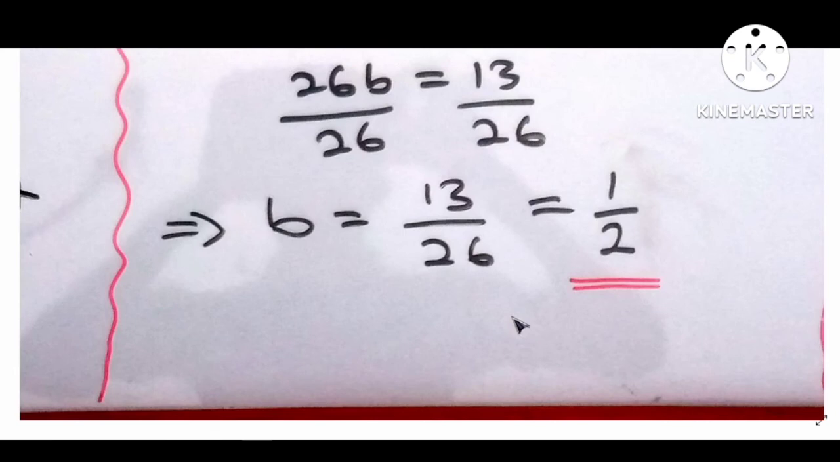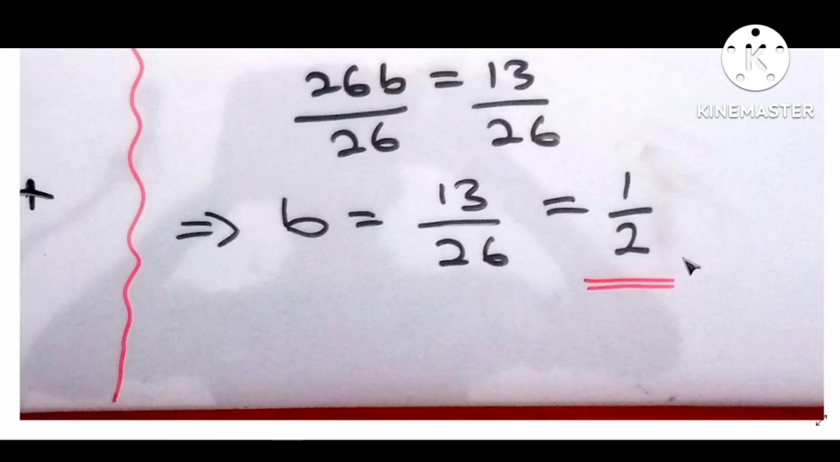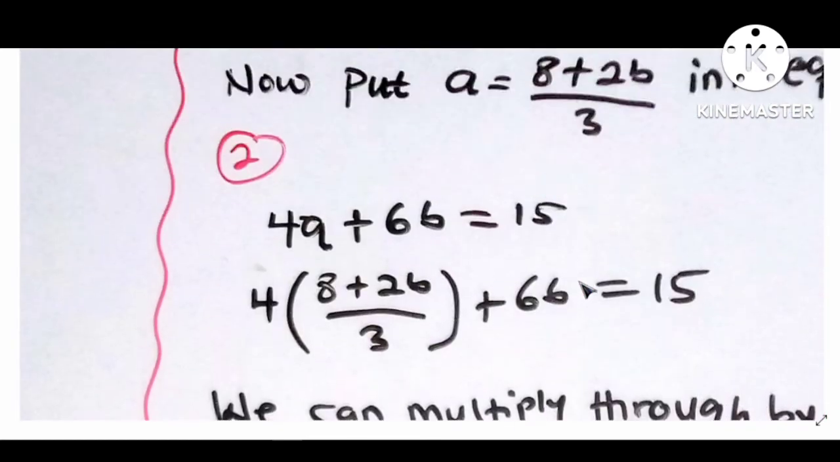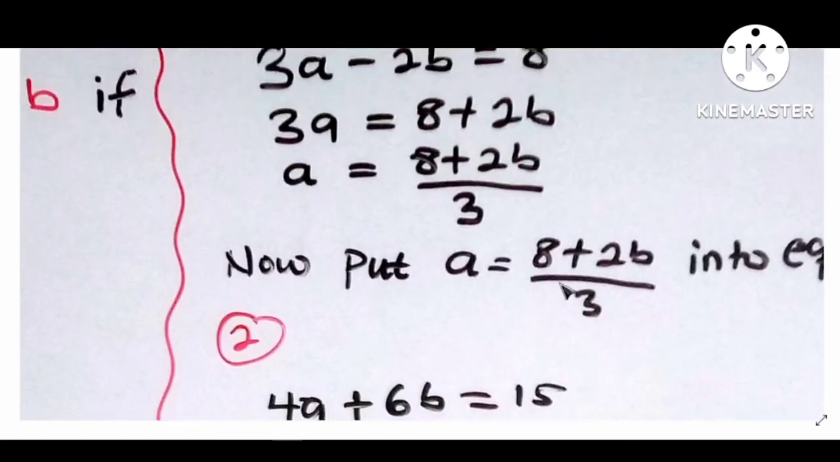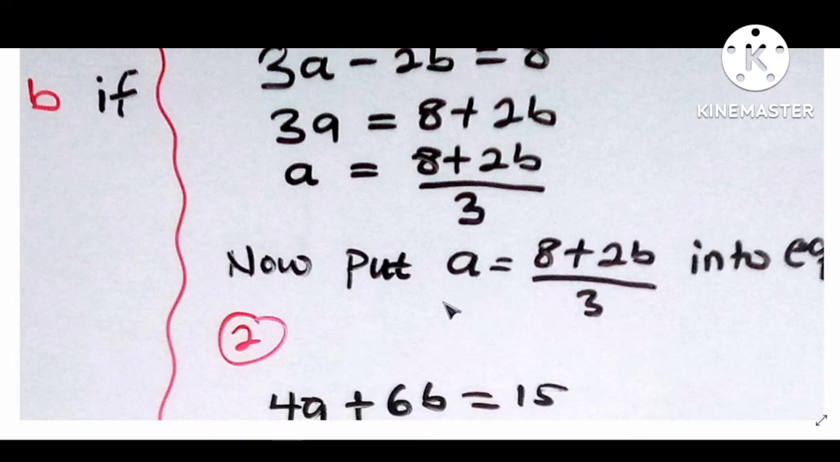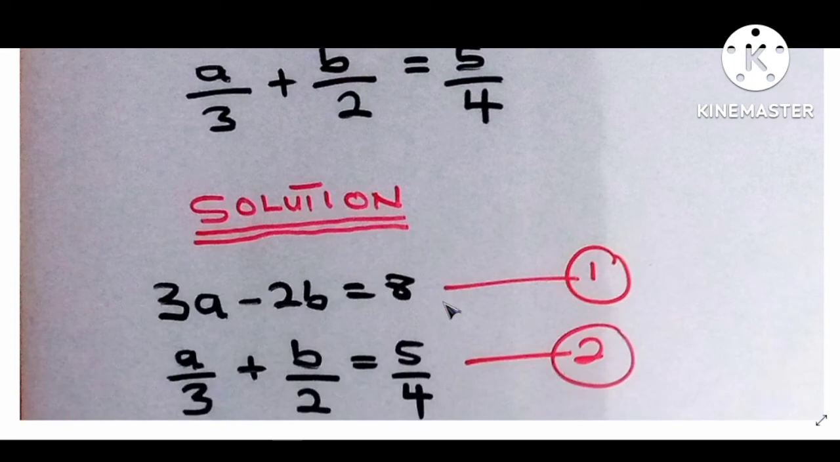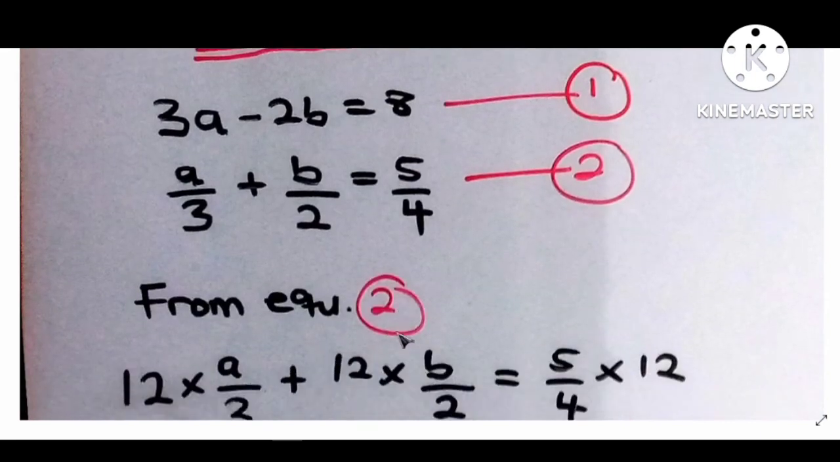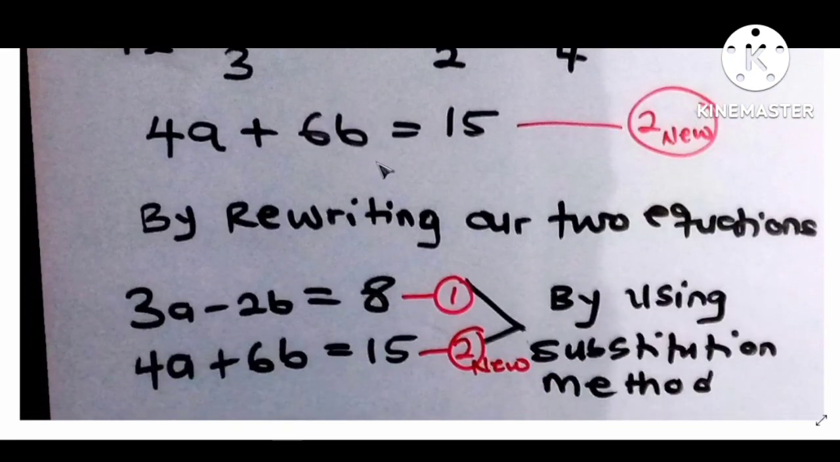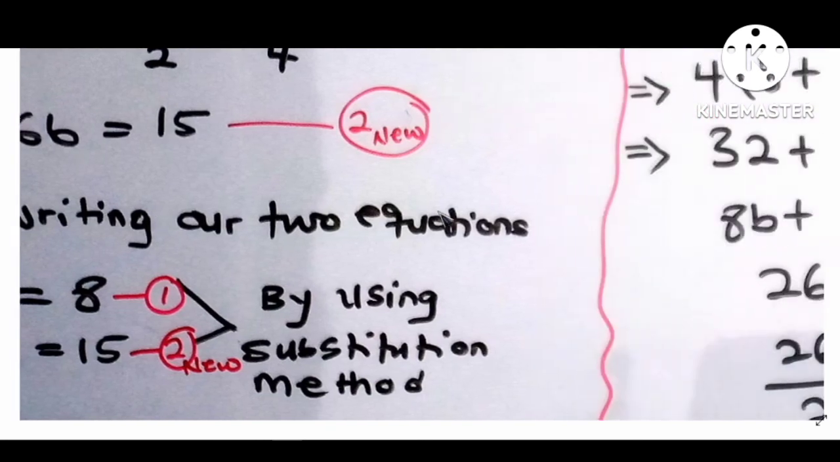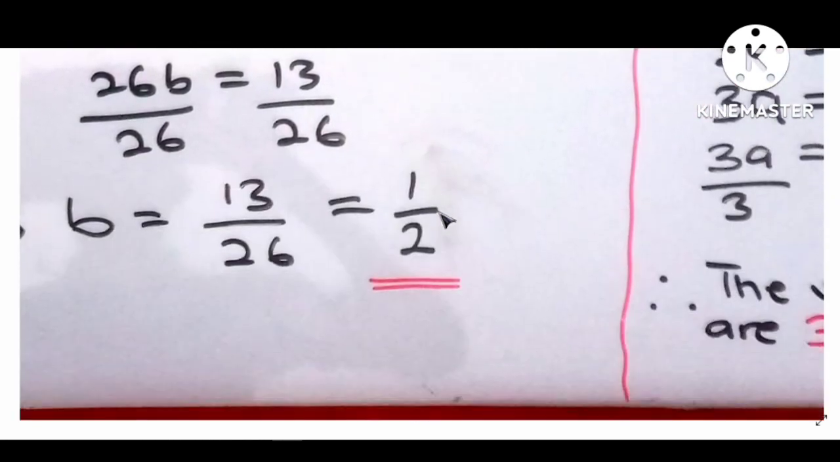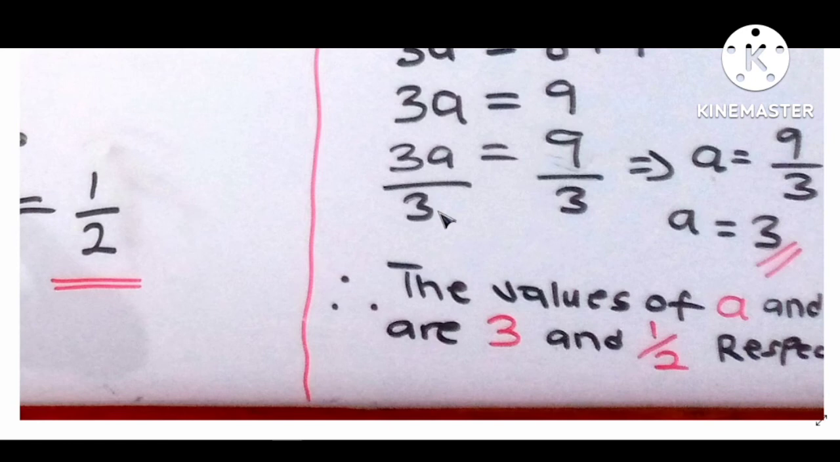So now we have a specific value for b, which is 1 over 2. So we can now substitute the b value, which is 1 over 2, into this function, the a function: a is equal to 8 plus 2b over 3. Or we can put it inside any of the two equations that we had earlier. Either this one, or this one, or this one, it will all give us the same answer. So our b is equal to 1 over 2.